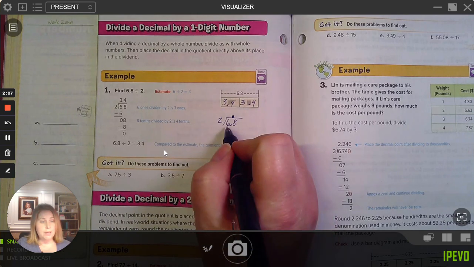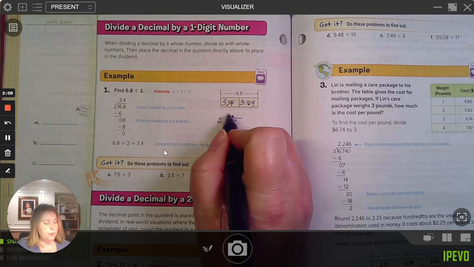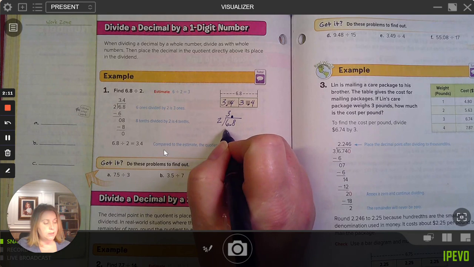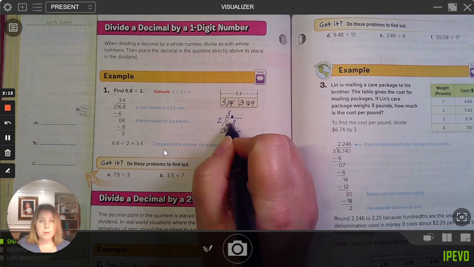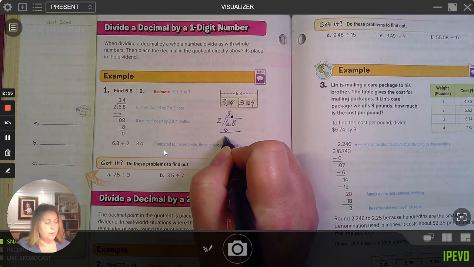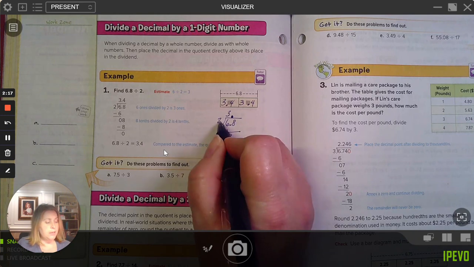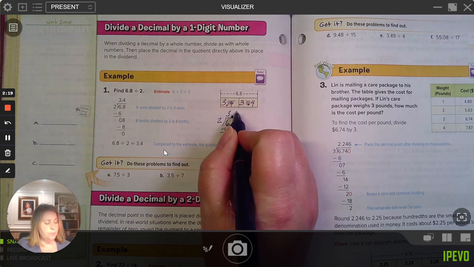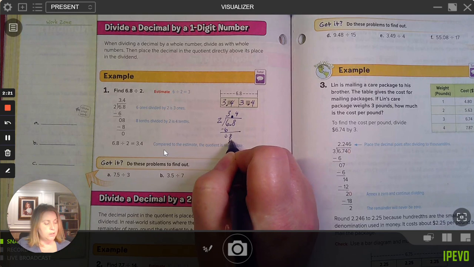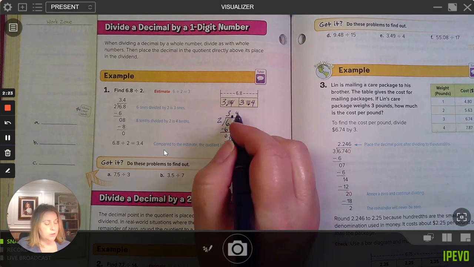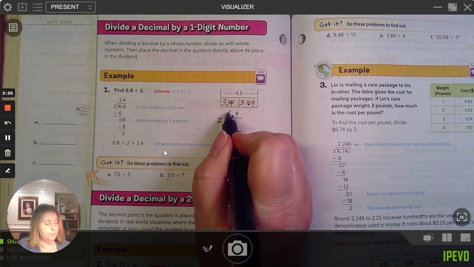So what is 6 divided by 2? 3. 3 times 2 is 6. 6 minus 6 is 0, and then we bring down the 8. 8 divided by 2 is 4. 4 times 2 is 8. We subtract and we get 0. So our answer is 3.4.